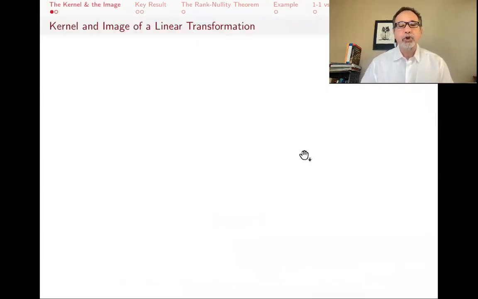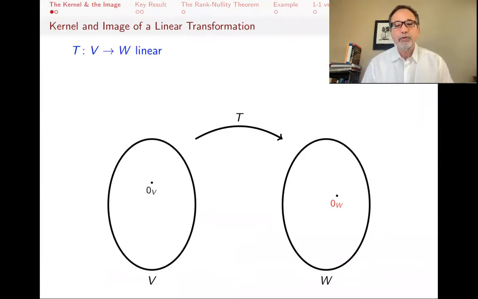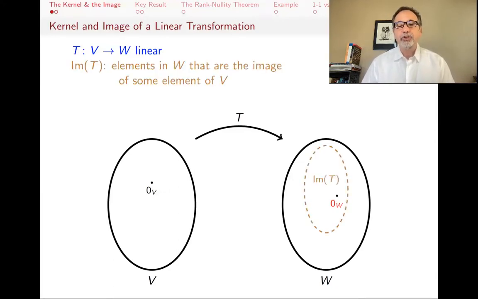First, let me remind you what kernel and image of a linear transformation are. I have two vector spaces, V and W. If you don't know what that is, watch my lectures on vector spaces. And you have a linear transformation from V to W. Often we say that T is linear, a linear map from V to W. Given that, there are some vectors in W, W is the codomain, V is the domain, that are hit, that are the images of elements of V.